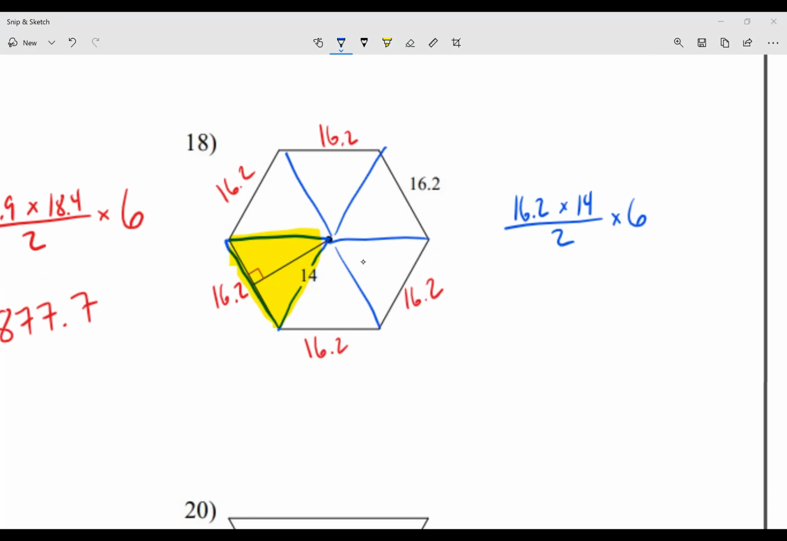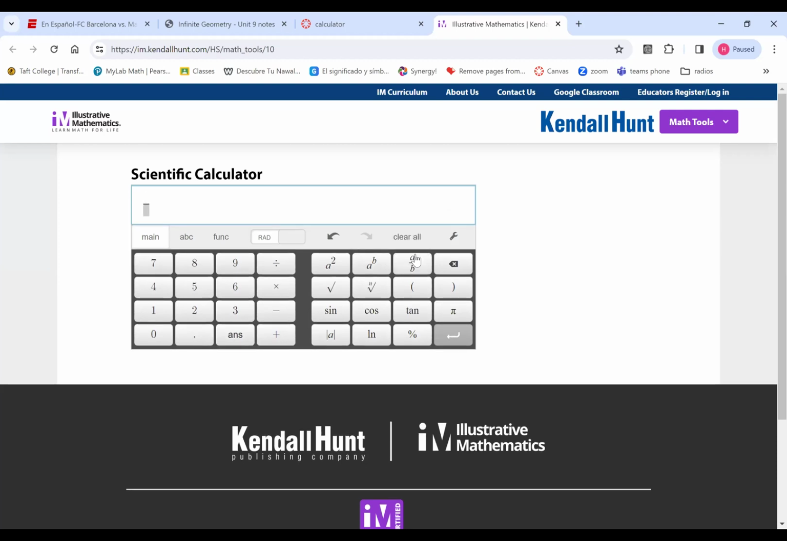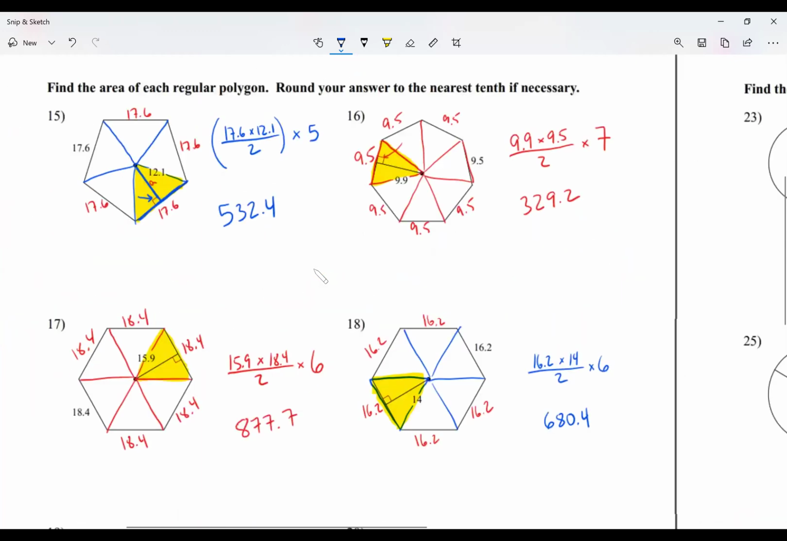Let's take a look at my calculator. It's right here. Let me clear everything out. Boom, my fraction. So I have 16.2 times 14, and this is divided by 2. So one triangle alone is 113.4, but I have to multiply this by 6, so it gives me 680.4. Okay. So my answer is 680.4. Beautiful.